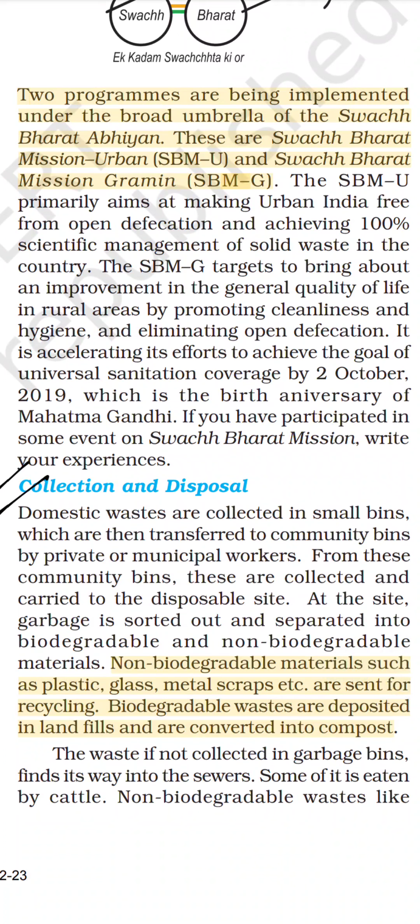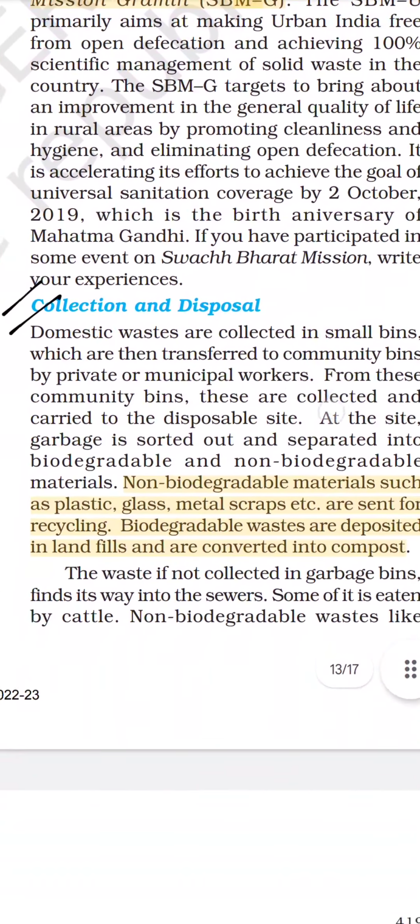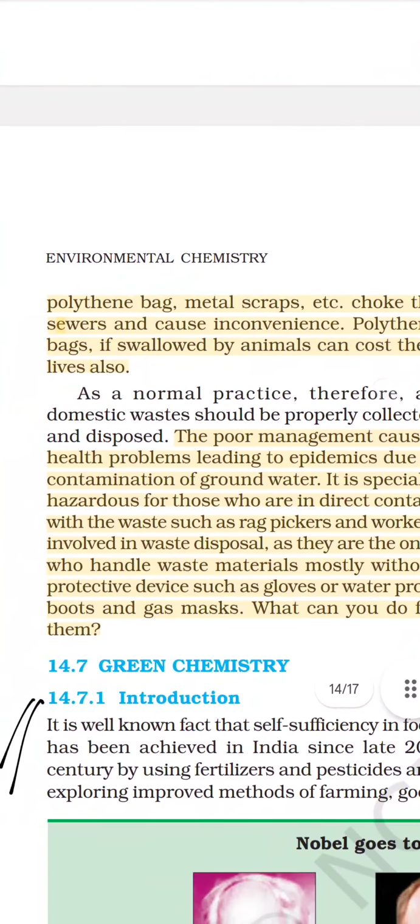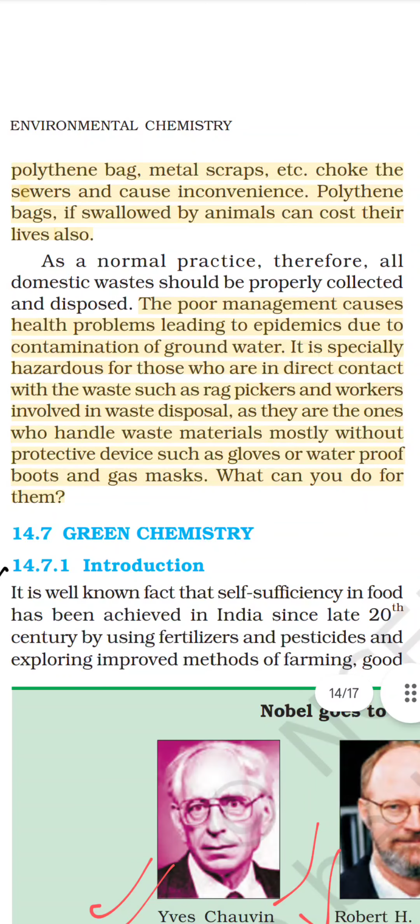The waste, if not collected in garbage bins, finds its way into the sewers. Some of it is eaten by cattle. Non-biodegradable waste like polythene bags, metal scraps, etc. choke the sewers and cause inconvenience. Polythene bags, if swallowed by animals, can cost their lives.